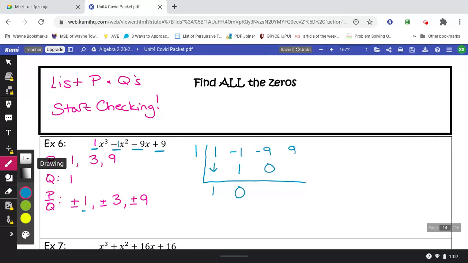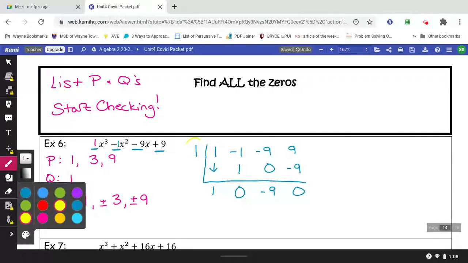Then you combine the inside numbers, negative 9 and 0 makes negative 9. And you multiply one more time. 1 times negative 9, negative 9. And you combine 9 and negative 9 here in the inside to make 0. If you get an answer of 0, remember that means that whatever you had out here is in fact a 0. It's an answer. So we like to get that 0 right there.